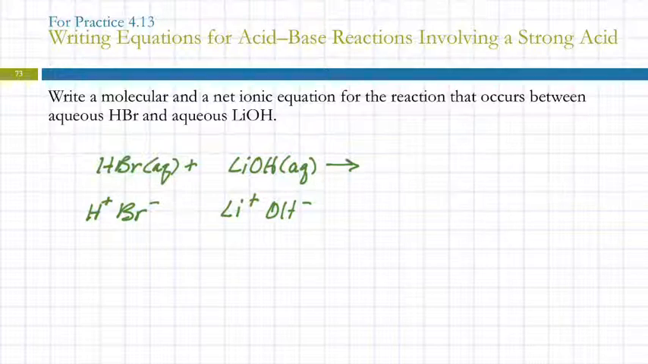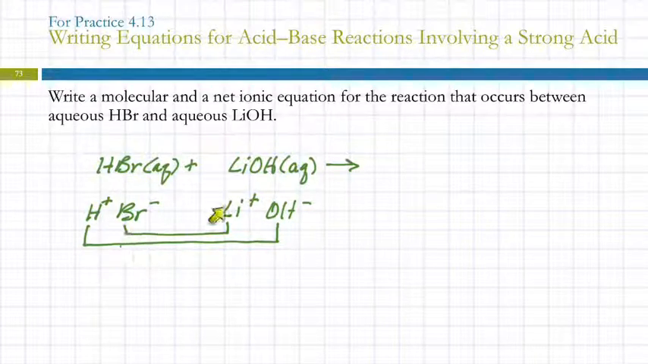Then just like with the precipitation reactions, we're going to swap partners and see if any chemistry happens. So we've got the guy and the girl coming to a party, and they're going to swap partners and we'll see if they hit it off. So over here, I'm just going to write them with their new partners and put H plus and OH minus together, see what happens. Li plus and Br minus together and see what happens.